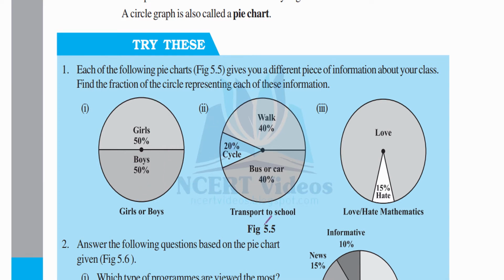Second part, transport to school, that is how students come to school. Bus or car, that is using motorable means of transport, 40%.